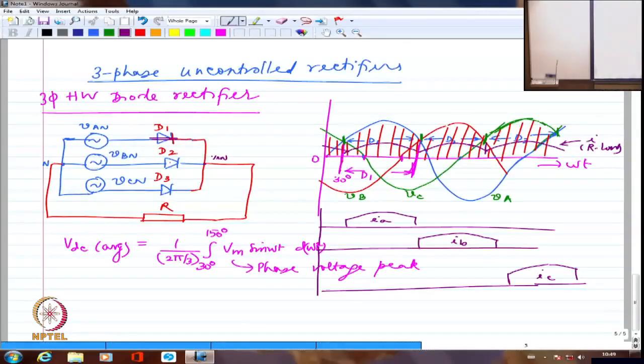Right? So we'll go over to full wave rectifier in the next class, but I will also try to upload some problems. Thank you.